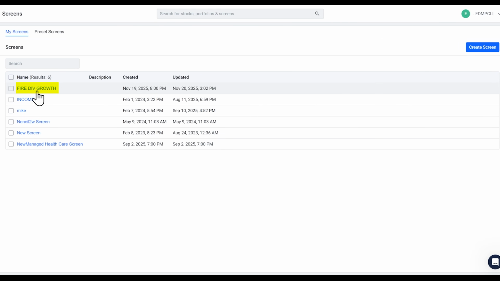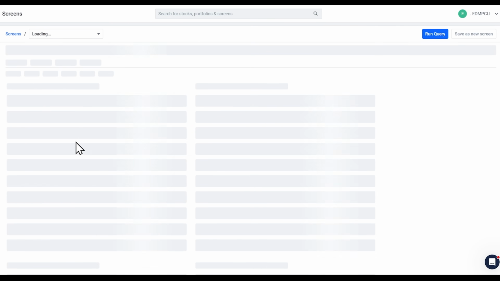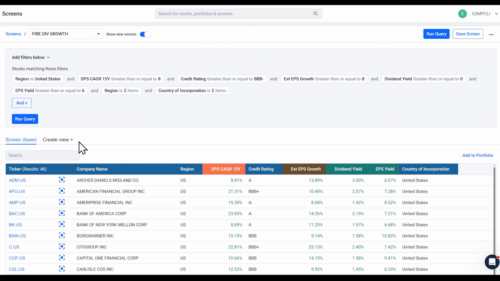So let's go ahead and go to Fast Graphs, and let's look at the screen that I developed. I call it F.I.R.E. Dividend Growth, and I built that screen on November 19th. Okay, now let's go through the metrics. First of all, I started with regions, United States. You add metrics with this little button here on Fast Graphs.